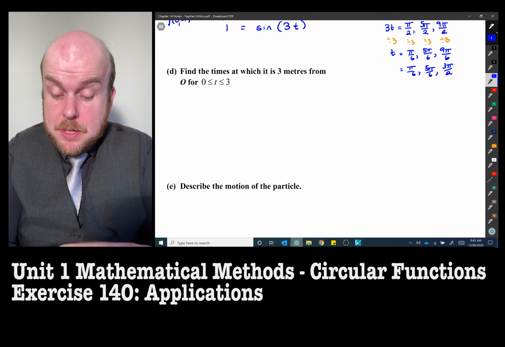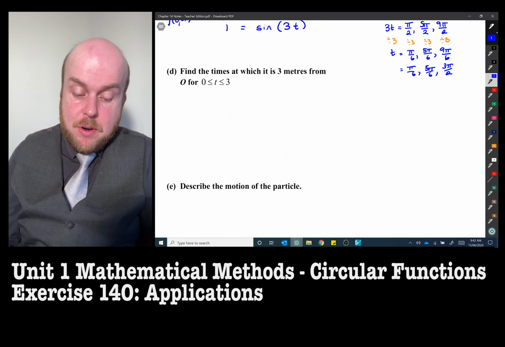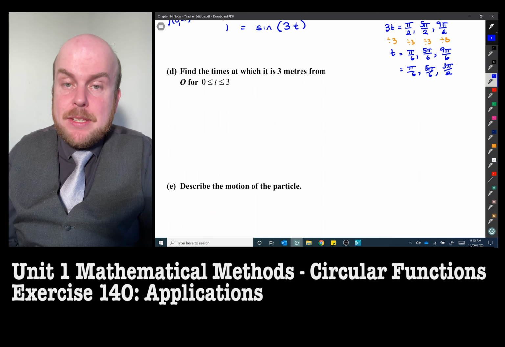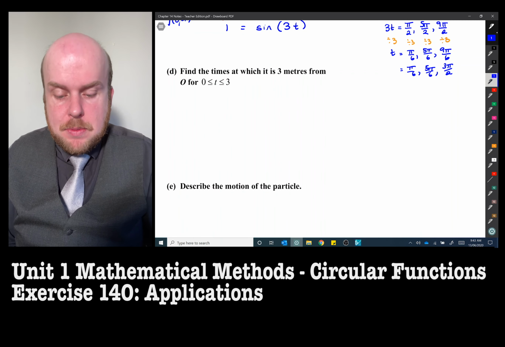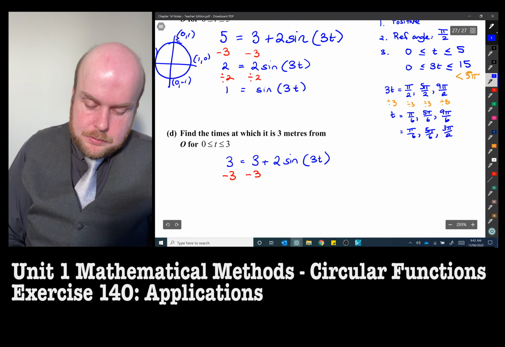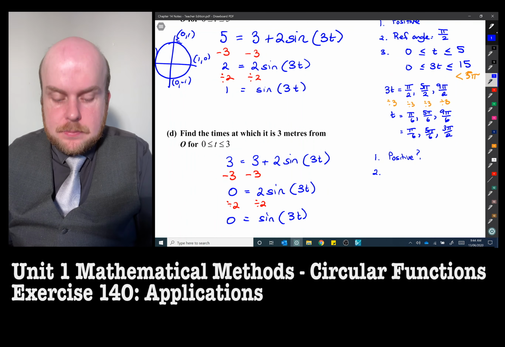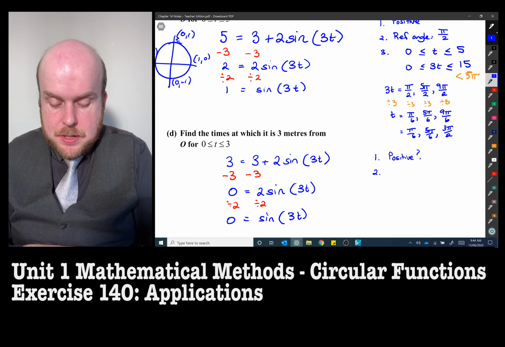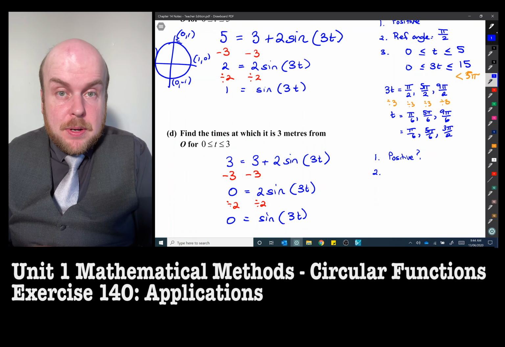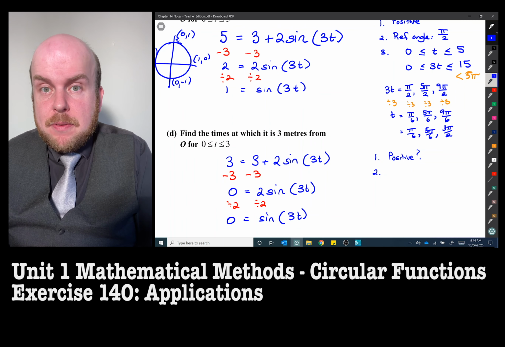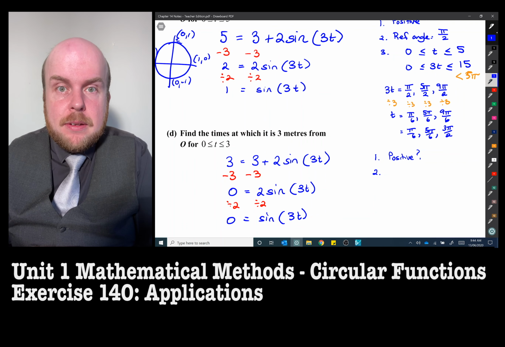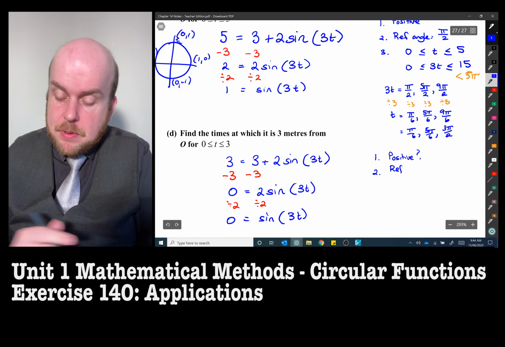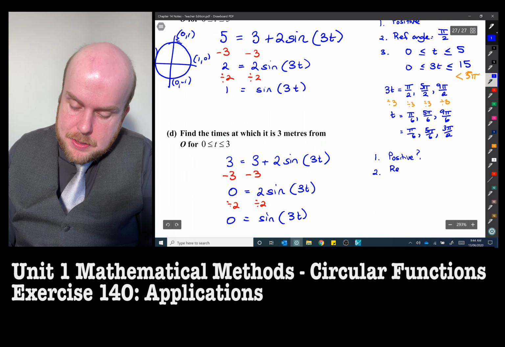Find the times at which it is 3 meters from the origin for 0 ≤ t ≤ 3. So we'll do the exact same procedure as we did before. So now we've got a situation where we have sine of 3t equal to 0. So really the reference angle is either going to be 0, or you could say pi would be my two possible reference angles here.